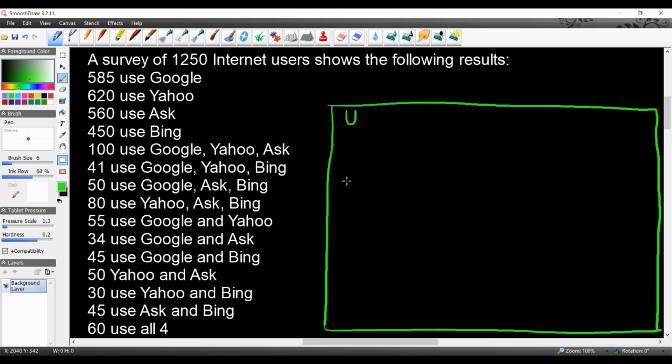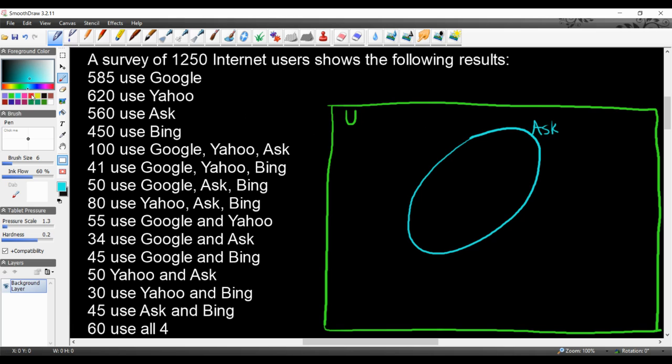Okay, and let me take a look at your problem. All right, so if I remember right, this is asking you about internet users, and there's four different search engines. So in this, we have four ellipses, not even circles. They look like ovals. Okay, so they're like ellipses. So you have one like this, and this represents Ask.